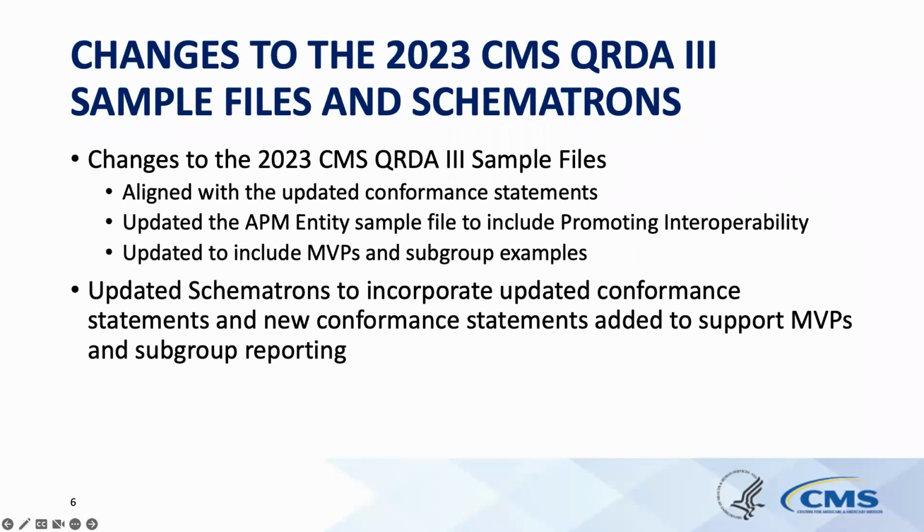The updates to the schematrons have incorporated all of the changes to the conformance statements. So for example, the schematron rules now enforce the new template extension for the QRDA Category 3 report CMS template, and new assertions are added to support MVPs and subgroup reporting. And all of the sample files have also been updated to conform to this new version of the IG. The APM entity sample file is updated to include the promoting interoperability section, and a new sample file is added to include MVPs and subgroup samples. Next slide, please.